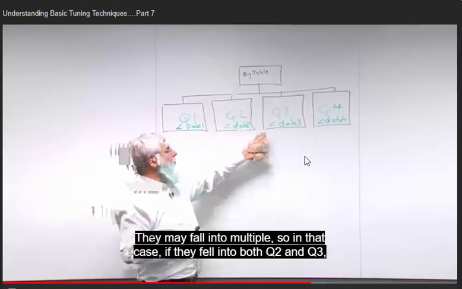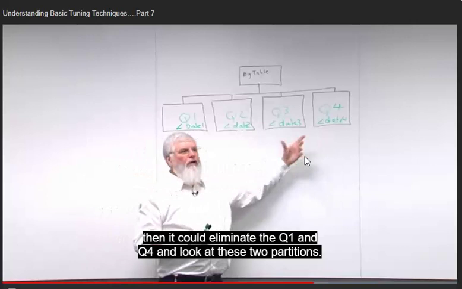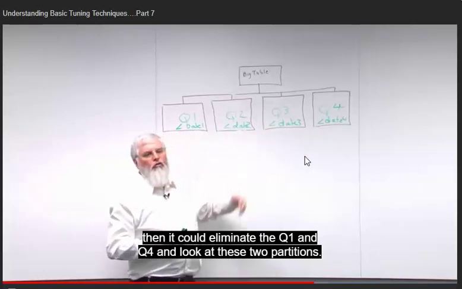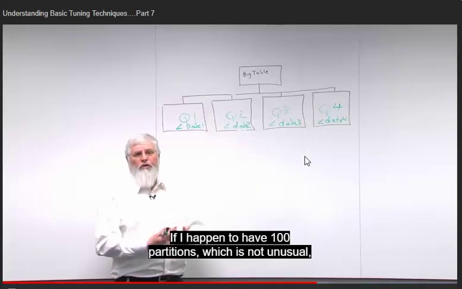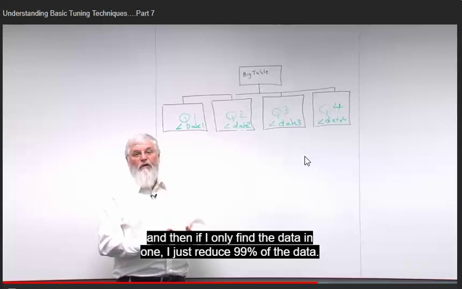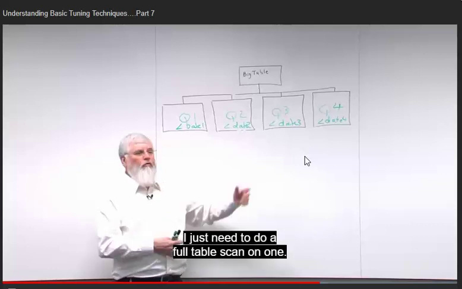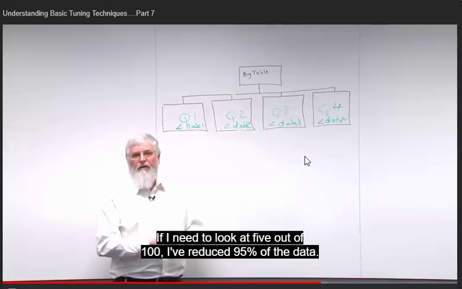And of course, if I have more partitions and I can eliminate based on one date, I do it more fine grain. If I happen to have 100 partitions, which is not unusual, and I only find the data in one, I just reduced 99% of the data. I just need to do a full table scan on one. If I need to look at 5 out of 100, I've reduced 95% of the data. I only have to look at 5% of the data by doing a full table scan on individual partitions.